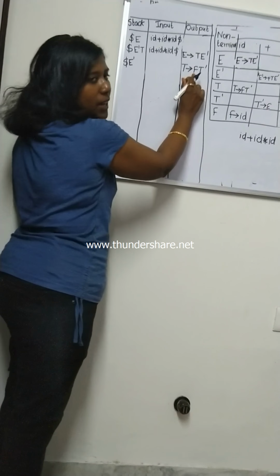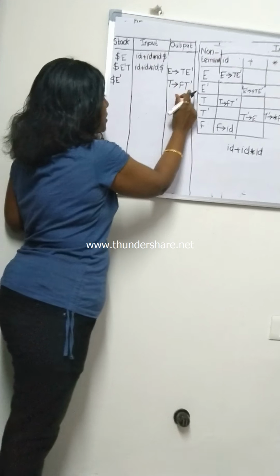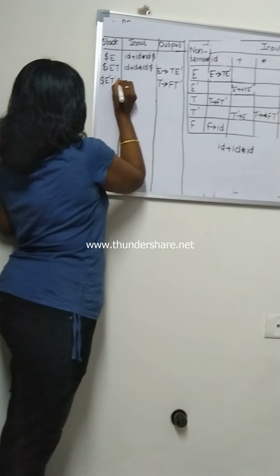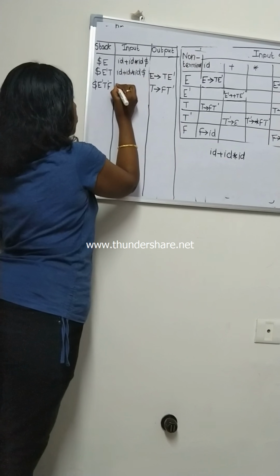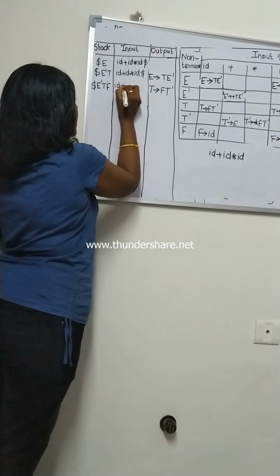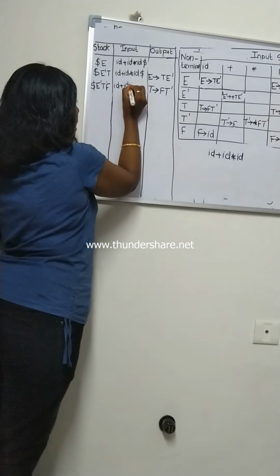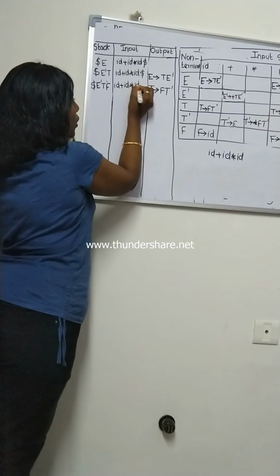Instead of this T, we are going to write FT dash, that is T dash F. And there is no change in the input symbol. So it is ID plus ID star ID dollar.